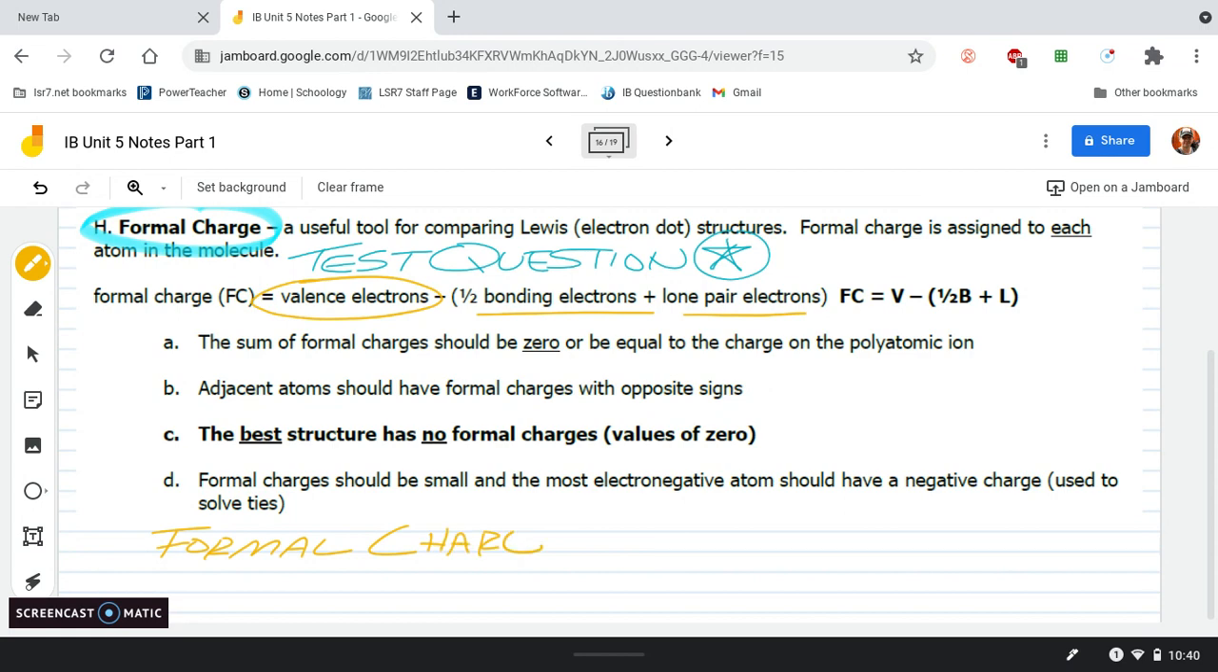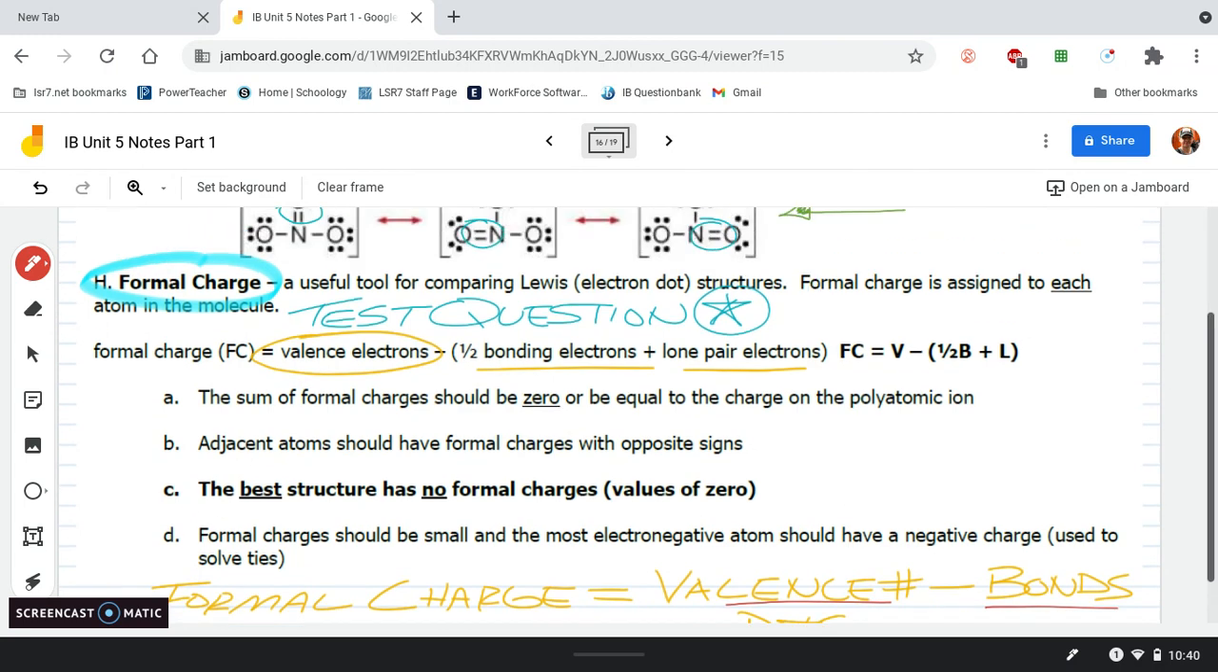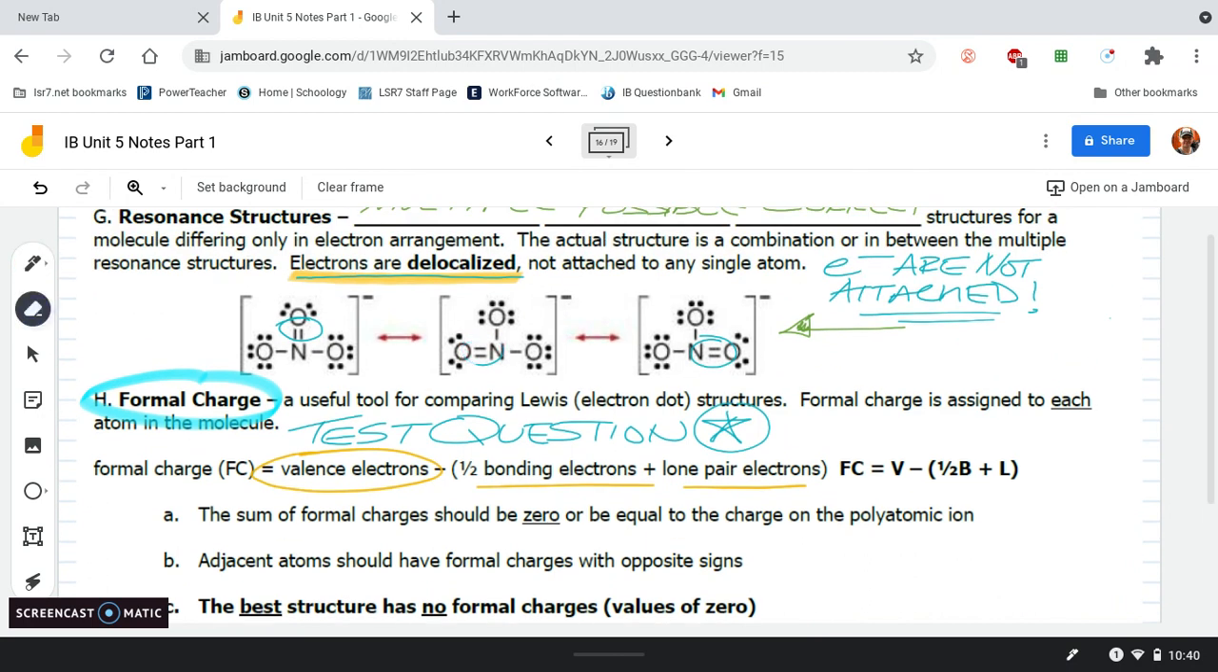So formal charge equals the valence number minus the bonds and then minus the dots. So we're going to take our valence number and we're going to subtract all of the bonds and all of the dots. Okay, so let's just do a quick one up here. Let's assign a quick one so you can kind of get the idea. So we'll just take an example. So let's look right here. Let's look at this particular oxygen right here. Let's look at this oxygen. Okay, so we're going to do this. So oxygen's valence is 6.